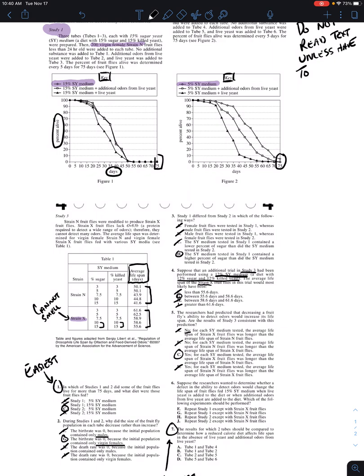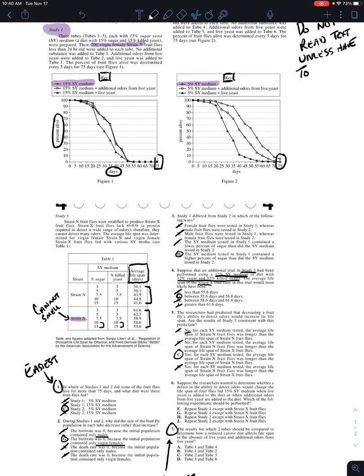Number 6. Suppose researchers wanted to determine whether a defect in the ability to detect odor would change the lifespan of fruit flies fed 15% SY medium when live yeast is added to the diet, or when additional odors from live yeast are added to the diet. Which of the following experiments should be performed? This is one of those questions, very similar to number 5. It looks like we have a few options.